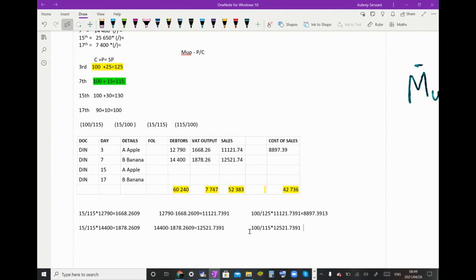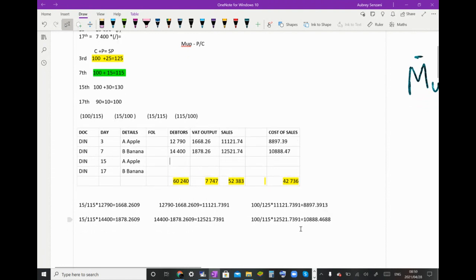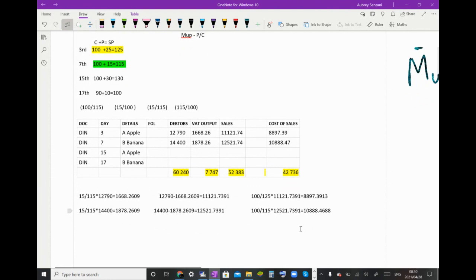And that gives us 10,800 and, okay, round it up to 47. Just doing things to 2 decimal places. Okay, then the next one we have, what is this? The next transaction happened on the 15th.